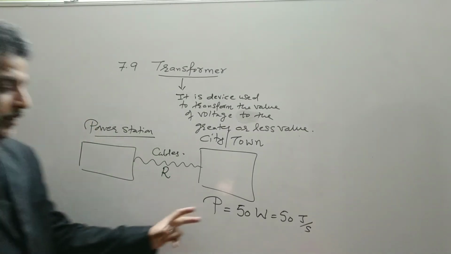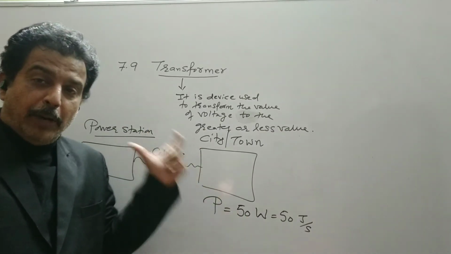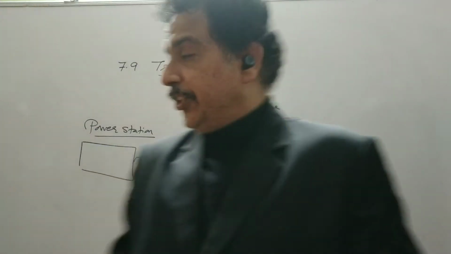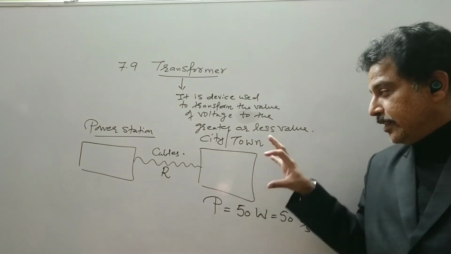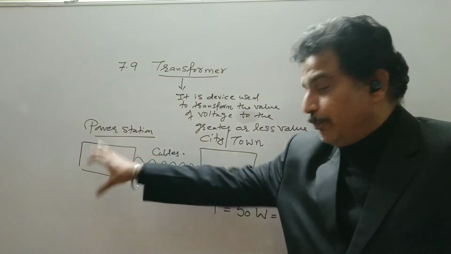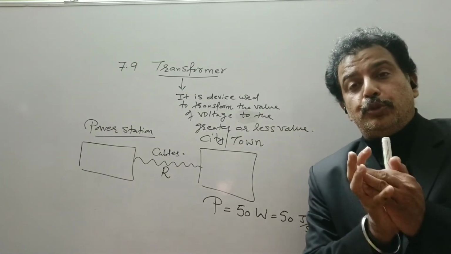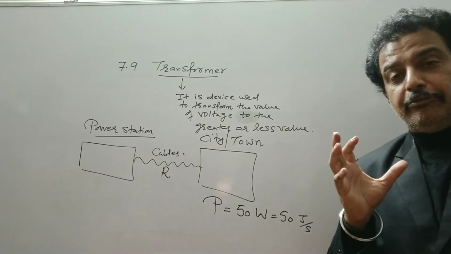Now the minimum requirement in order to satisfy the power need of this city or town, the power station should generate this much power. So this is a consumer and this is a producer. So the power station is required to produce a power of 50 watt.